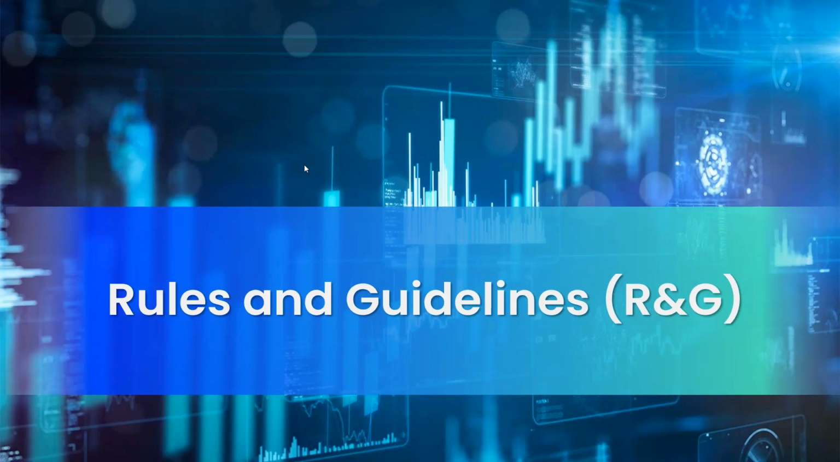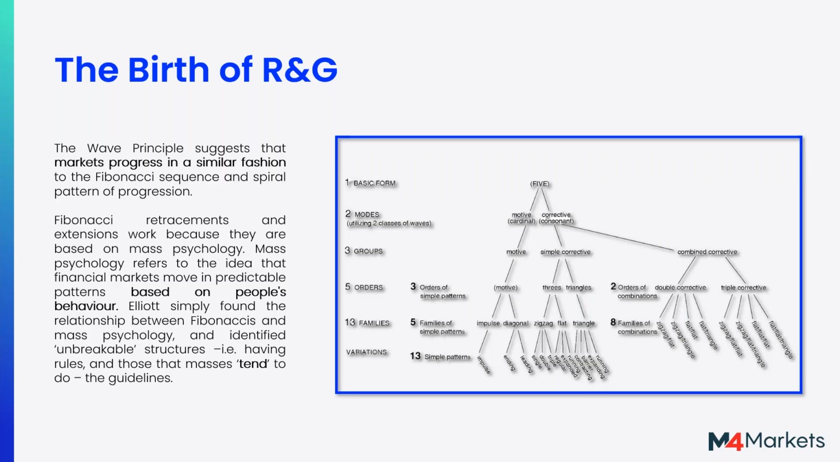Now, rules and guidelines, in short. The birth of them first, quickly. Well, the wave principle suggests that markets progress in a similar fashion to Fibonacci, of course, and not just the sequence, but the spiral pattern of progression as well. Fibonacci retracements and extensions, you might ask, why do they work? They work because they are based on mass psychology.